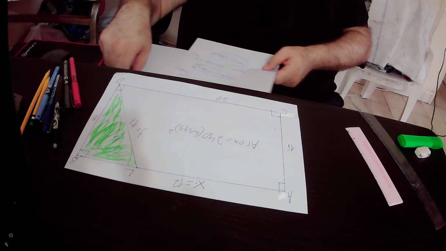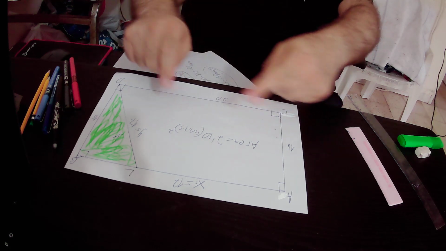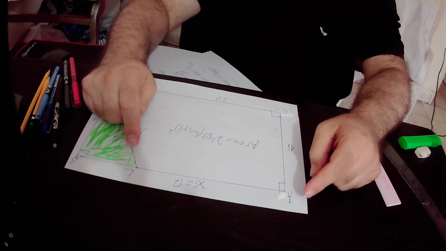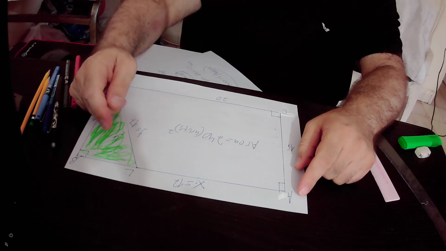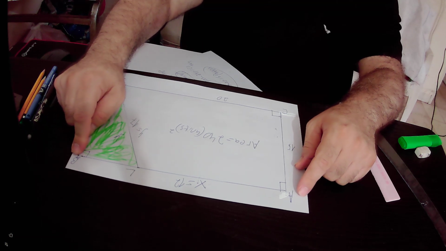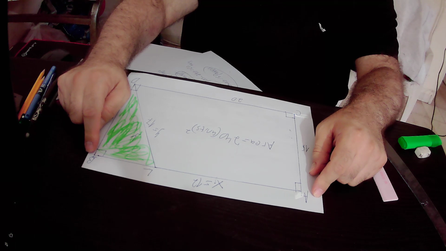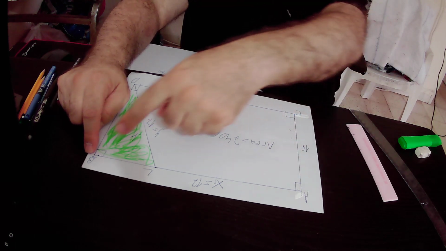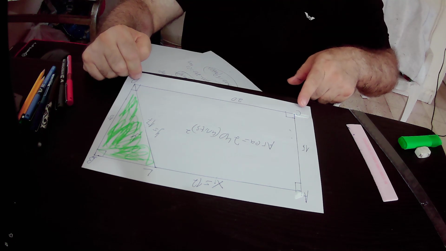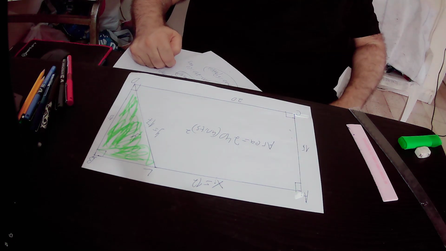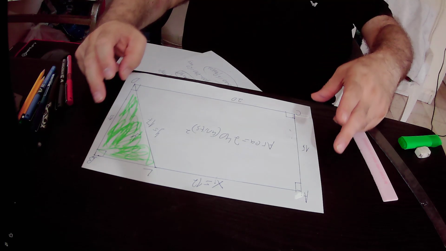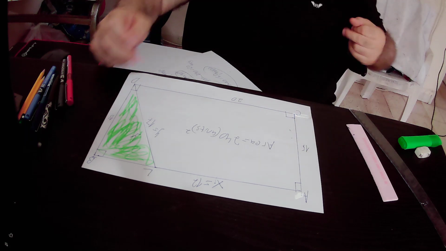In order to find the value of x and y, I extended line segment x to a size of 20 units, and then I lowered a perpendicular from point B to line segment CD here. In this way I created a rectangle. ABCD is a rectangle.